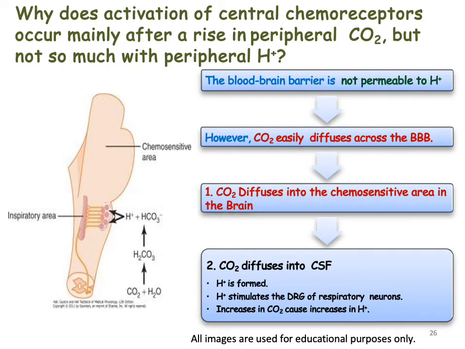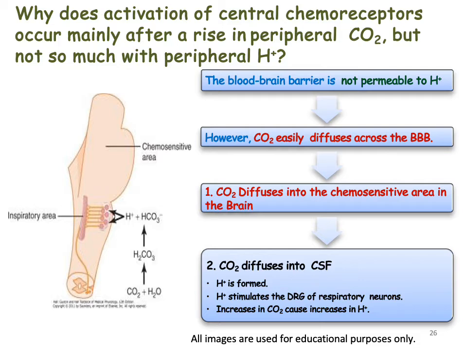Okay, so why does activation of central chemoreceptors occur mainly after a rise in peripheral carbon dioxide, but not so much with the peripheral hydrogen ion? This is because the blood-brain barrier is not permeable to the hydrogen ion. I will explain more with the diagram in the next slide. Compared to carbon dioxide, which is easily diffused across the blood-brain barrier.